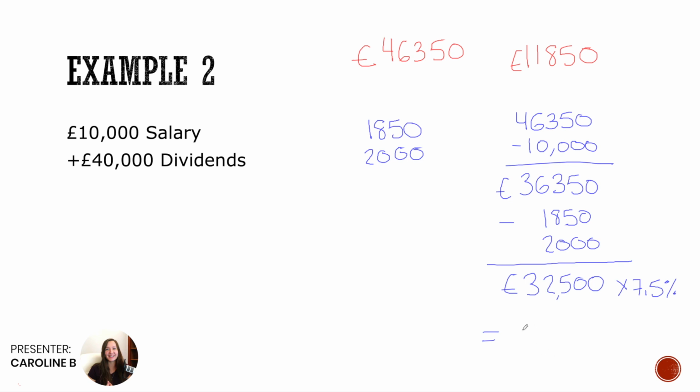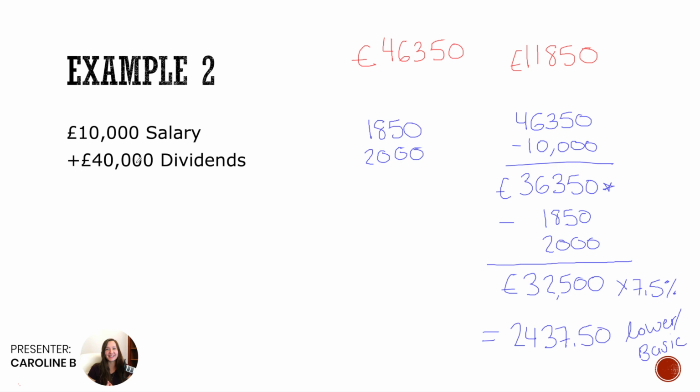The tax on this is £2,437.50. So now that we've worked out the lower rate tax here, I'll put lower/basic rate, and we need to work out the dividends in the higher rate, because as you know, we've only used up this amount of dividends in our calculation so far.